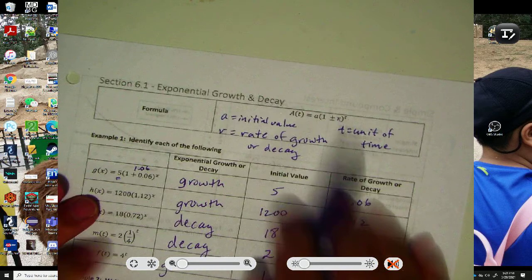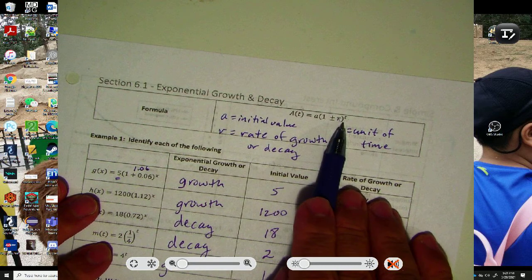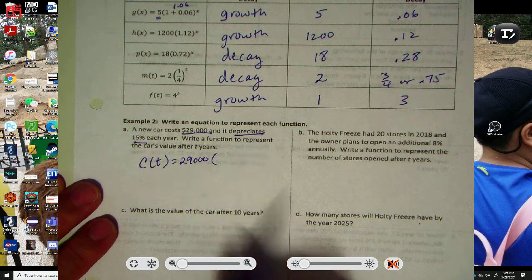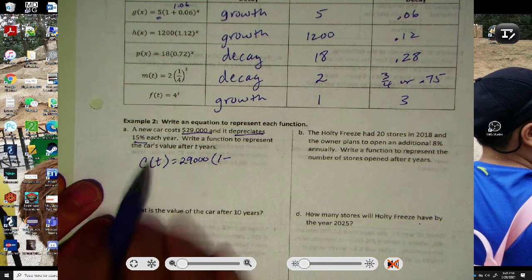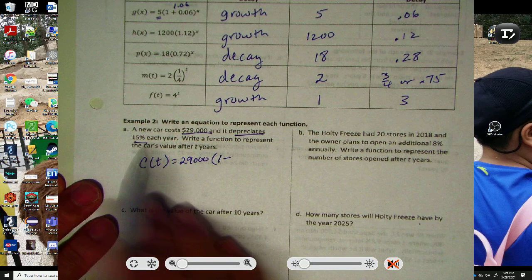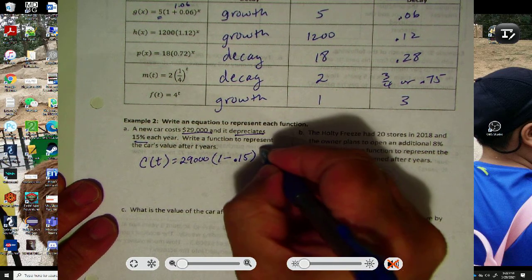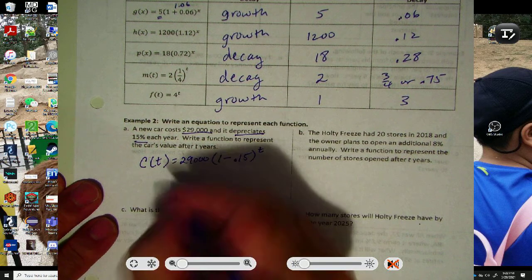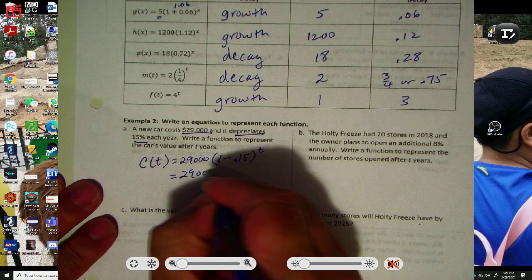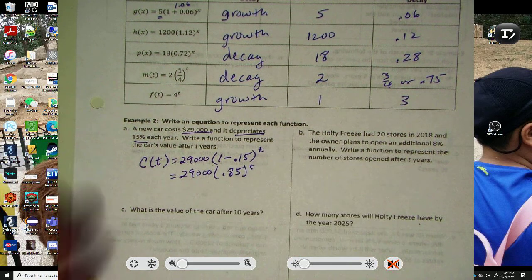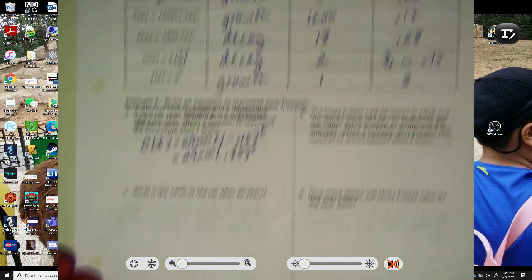And it is 1 plus or minus the rate, right? Depreciation means it is going down. So it's going to be a minus. So it's 1 minus the rate, and the rate is 15%, but you got to write that as a decimal, which is 0.15. And then you have an exponent of t. And you are welcome to simplify that. That will be 0.85 to the t. Okay, and let's go ahead and do C before we go on.